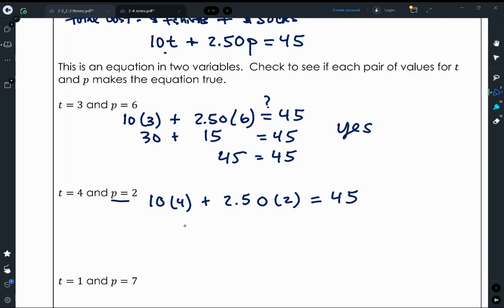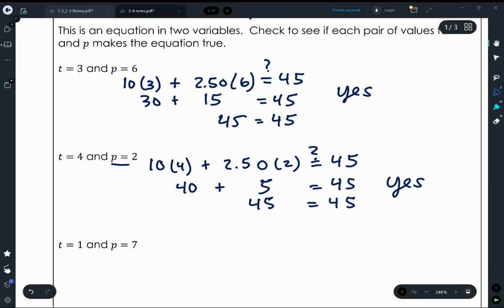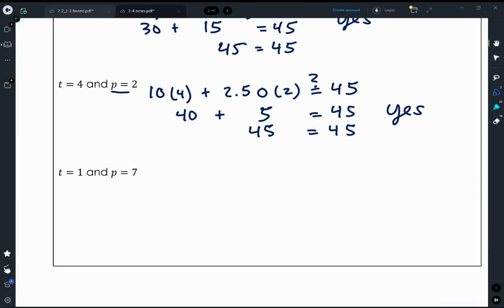So 10 times 4 is 40. 2.50 times 2 is $5. And so we have 45 equals 45 again. And so our answer is yes. So remember, we're just checking to see if this is true. So it's kind of like we have a little question mark above our equal sign, and we're just testing it. Let's try another one. What about if t is 1 and p is 7?